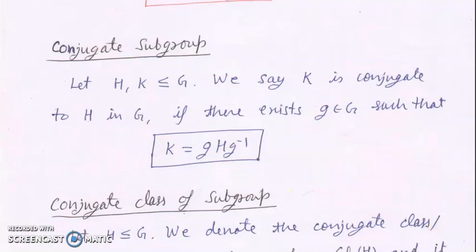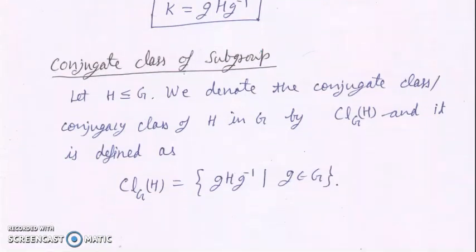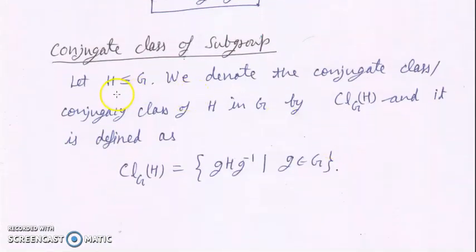Now similarly we can define the conjugacy class of a subgroup. So suppose H is a subgroup of the group G, then the conjugate class or conjugacy class of H in G is denoted as Cl(H, G), and it is defined as the set of subgroups of the form g H g inverse such that g belongs to G.